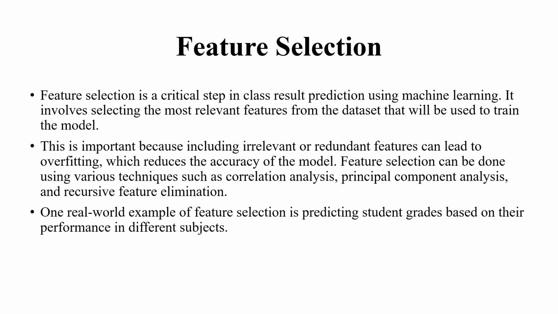Feature selection can be done using various techniques such as correlation analysis, principal component analysis, and recursive feature elimination. One real-world example of feature selection is predicting student grades based on their performance in subjects.